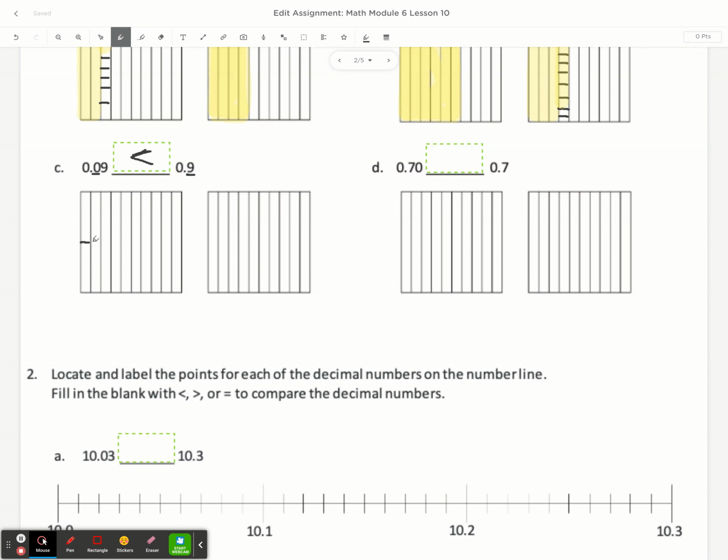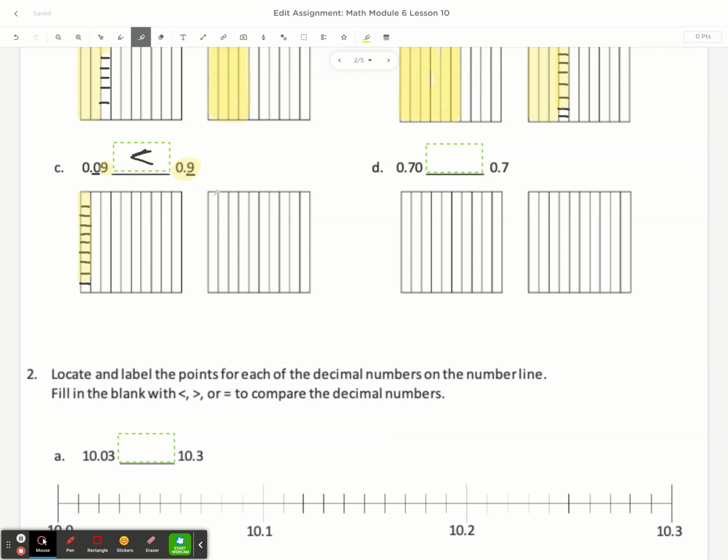So again, I'm going to just divide one column into 10 equal-ish parts. This one so far is looking pretty good. Okay, that might be my most equal division that I've done so far. And now I have to shade in 9 of those hundredths. So I'm going to shade in almost the entire column except for the last part because we're just shading in 9 hundredths.